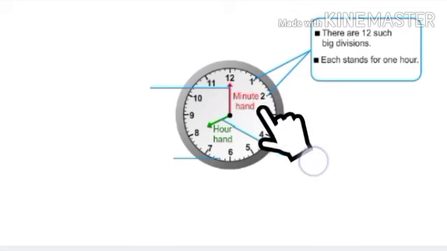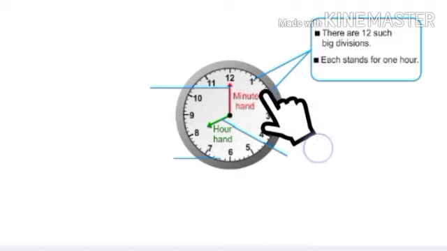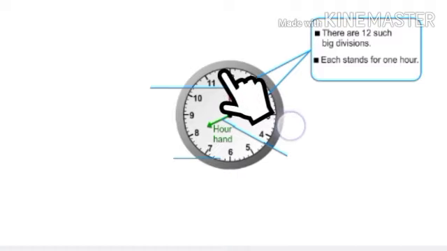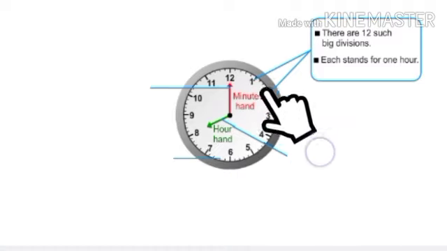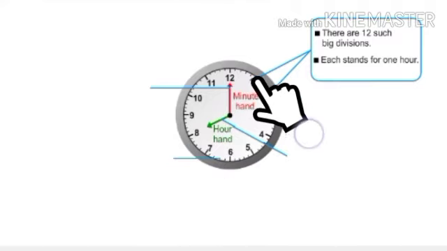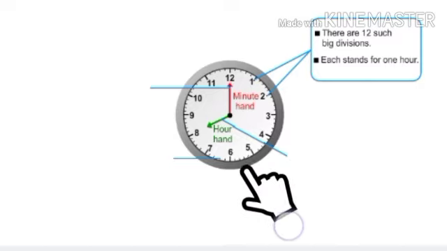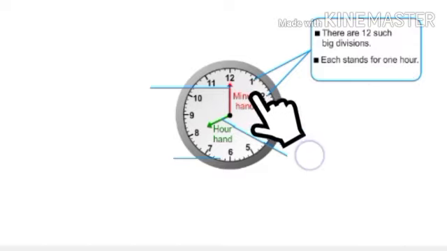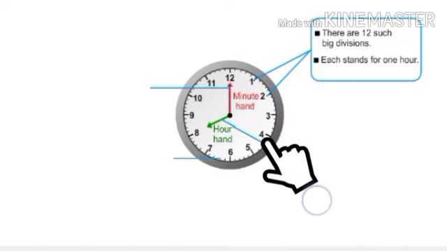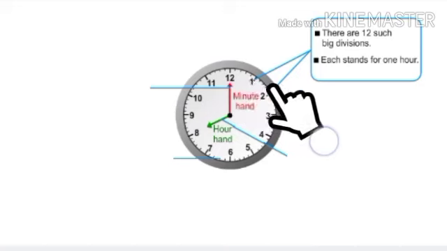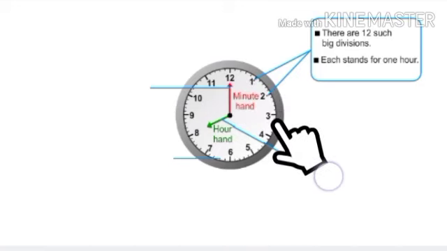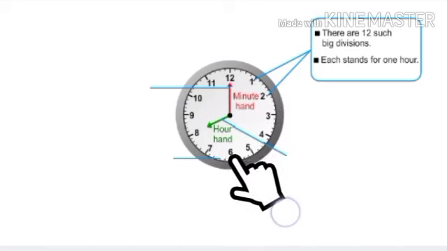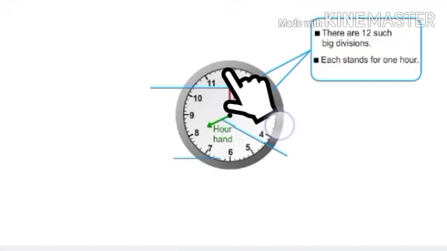Look at this clock. Here we have numbers, the hour numbers. There are 12 divisions inside this circle. There are 12 big divisions. Each stands for 1 hour. 1 hour, 2 hours, 3 hours, 4 hours, 5, 6, 7, 8, 9, 10, 11, 12. So each stands for 1 hour.